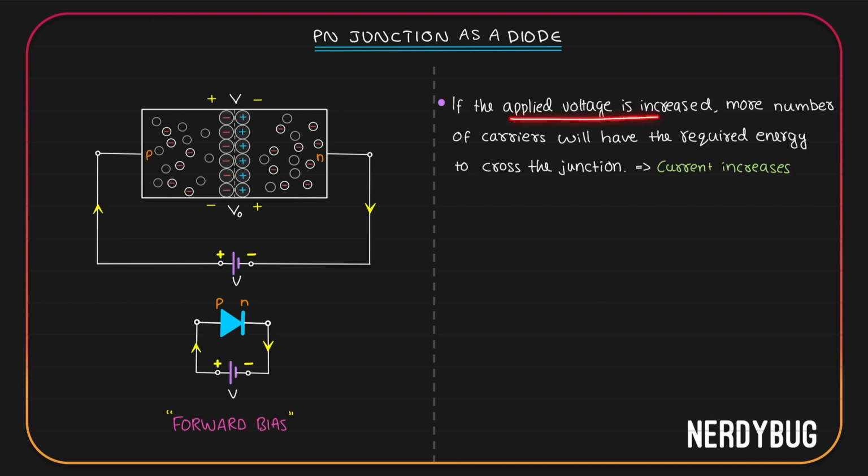Now, if the applied voltage is increased, more number of carriers will have the required energy to cross the junction because we have decreased the energy that is required to cross the junction. Because of this, the current will increase.